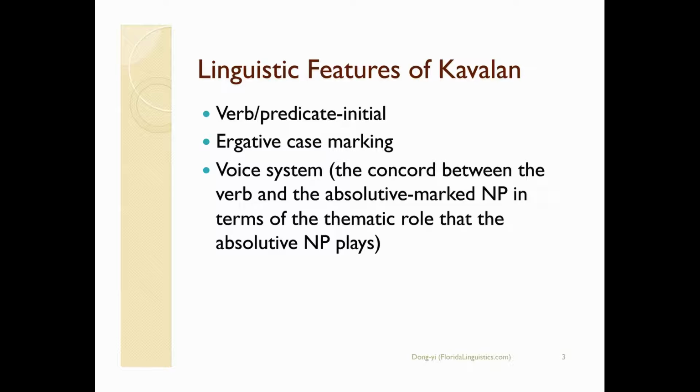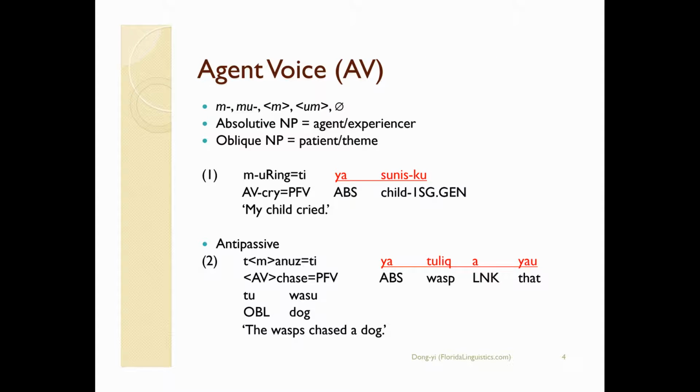This voice system roughly refers to the concord between the verb and the absolutive marked noun phrase in terms of the thematic role that an absolutive noun phrase plays. When a verb takes an agent voice marker, the absolutive noun phrase is usually an agent or experiencer, whereas a patient or theme argument takes an oblique case marker.